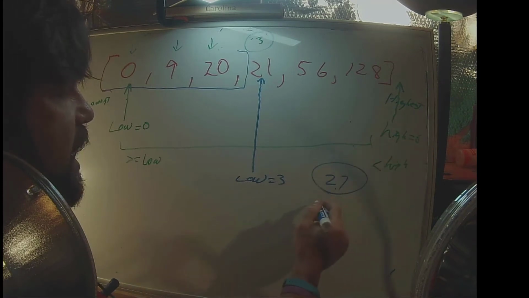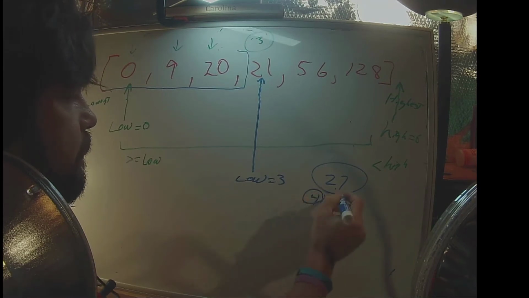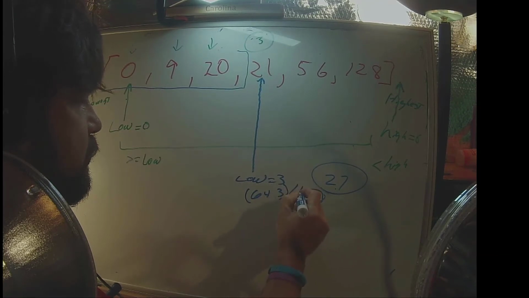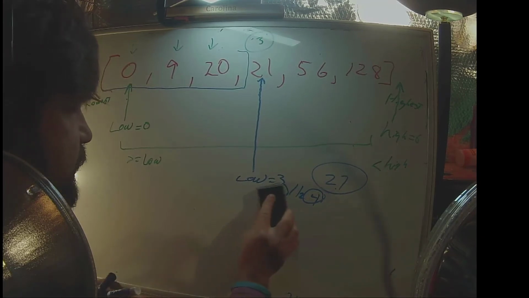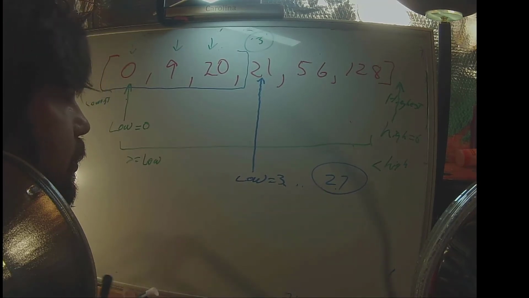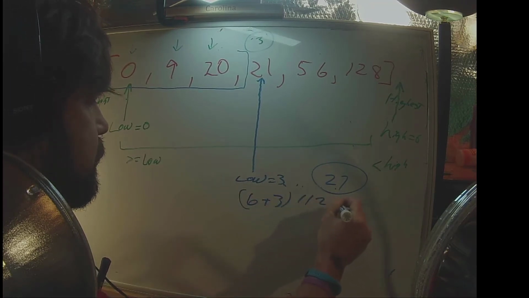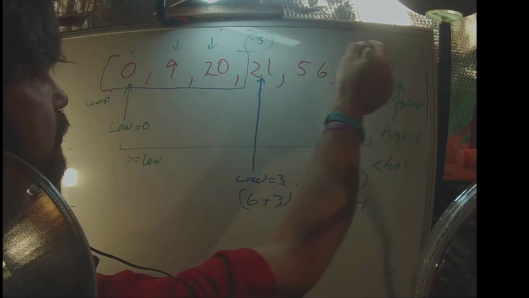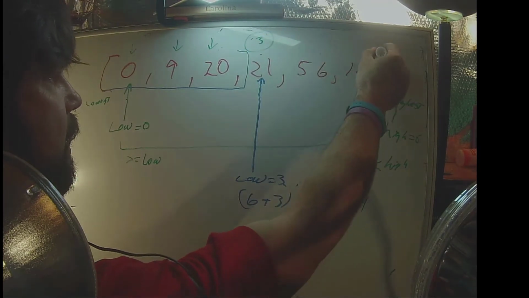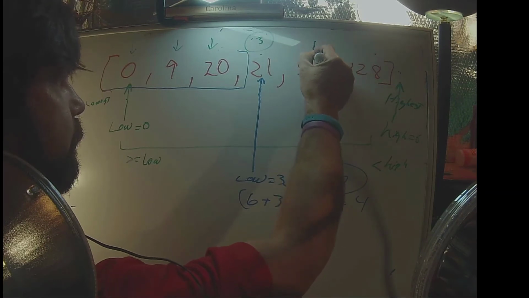6 plus 3 is 9. Integer divided by 2 gives us 4. Boy, you would think with all this whiteboard space I could have found a place to write this where it made sense. But we go 6 plus 3, integer divided by 2, that's 9 integer divided by 2, which is 4. So now low is here, high is out here. We're going to look at space 4, which is right here.